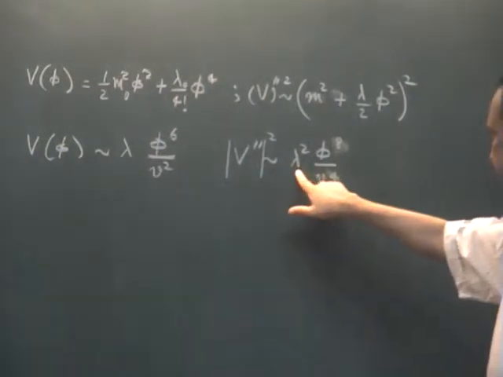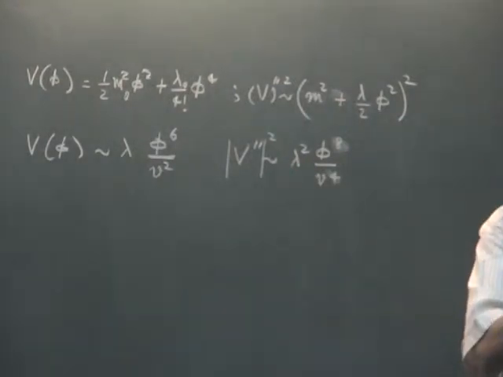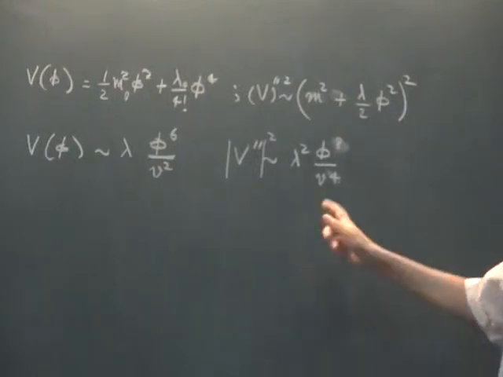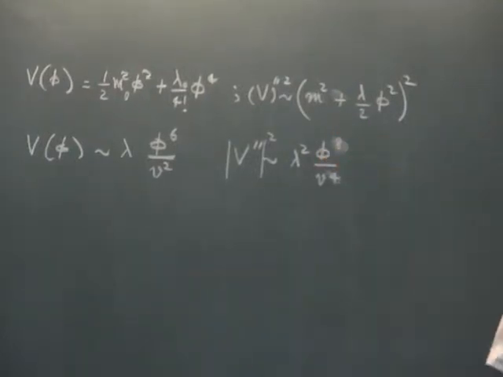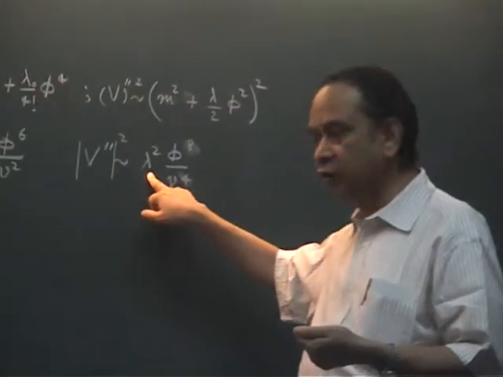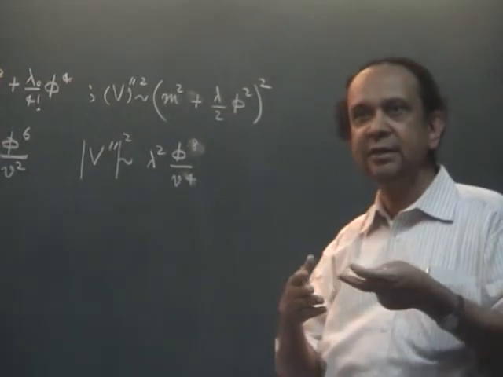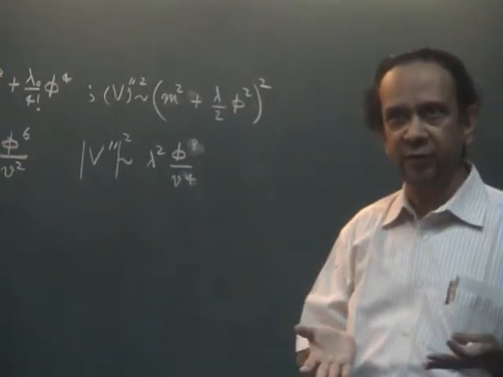But the coupling constant will remain, which means that lambda square by v to the power 4 will remain. And when you finally want to have something which is dimensionless, this will get multiplied by an energy to the power 4. That is, the physical processes will go as lambda square into e to the power 4 upon v to the power 4, where e is the energy scale at which you are studying the physical process.